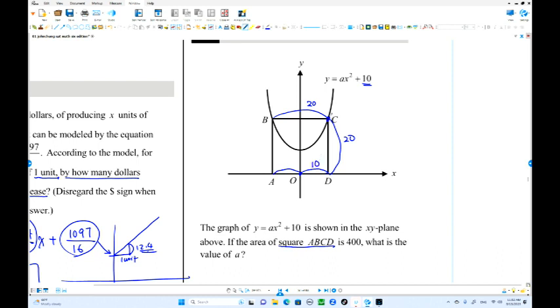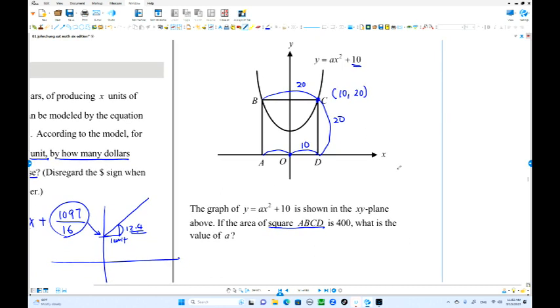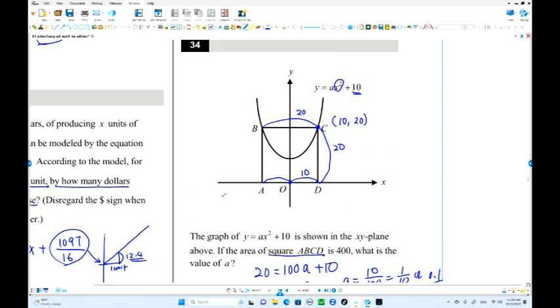So what is this coordinate? When x is 10, y is 20. That's the meaning, okay? Now put this number in the equation. So when y is 20, x equals 10. 10 squared is 100. 100 times a plus 10. So minus 10 on both sides. 10 equals 100a. And a equals what? 10 over 100, okay? You can use 1 over 10 or 0.1, that is okay too. That is the value of a, okay?